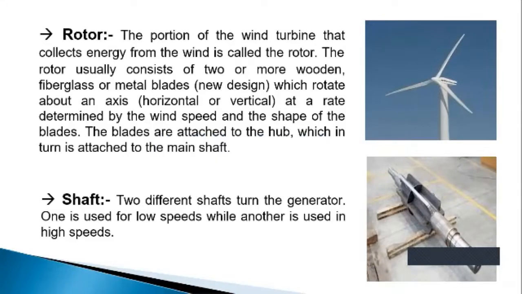The first part is the rotor. The portion of the wind turbine that collects the energy from the wind is called the rotor. The rotor usually consists of two or more wooden, fiberglass, or metal blades which rotate about an axis, horizontal or vertical, at a rate determined by the wind speed and shape of the blades. The blades are attached to the hub, which in turn is attached to the main shaft. Two different shafts turn the generator, one used for low speed, while the other is used for high speed.